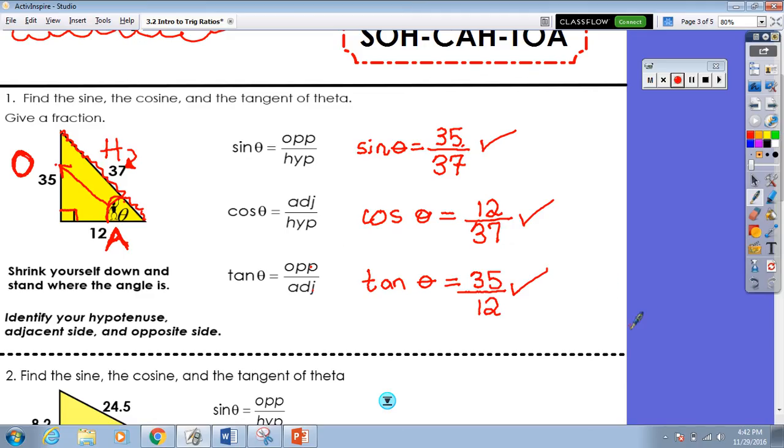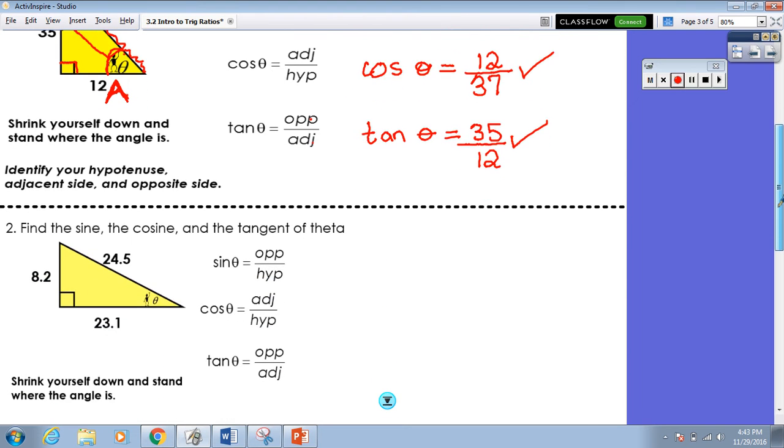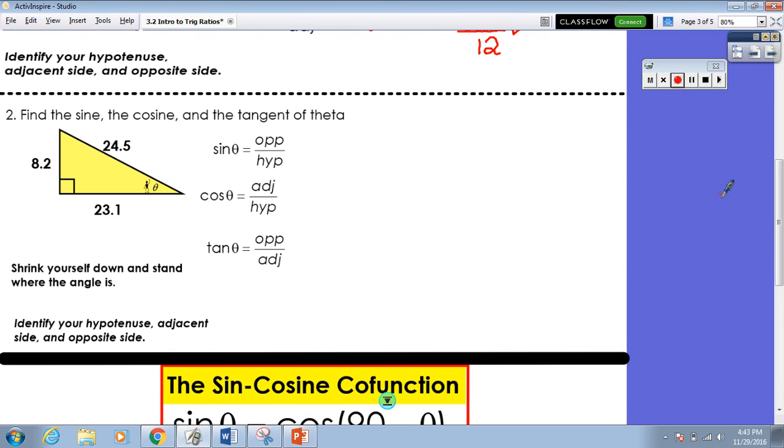Okay, so I would like for you to try number 2. Ms. Hall, you can pause the video to allow them to be able to set up number 2 and to solve it. Remember, you are just setting up your trig ratios.